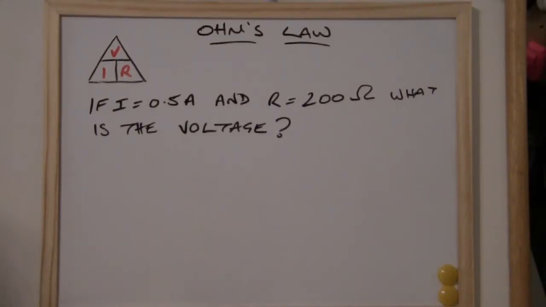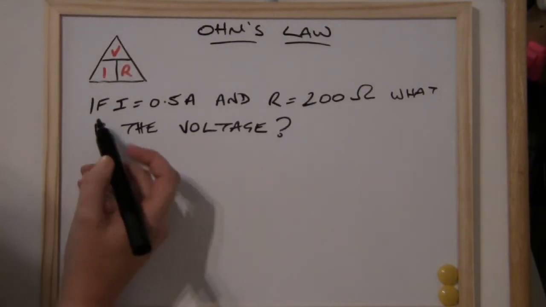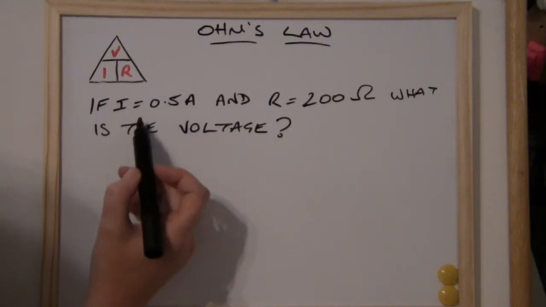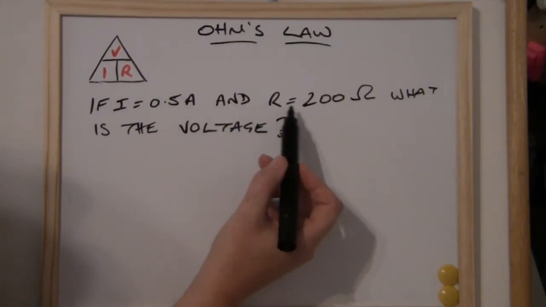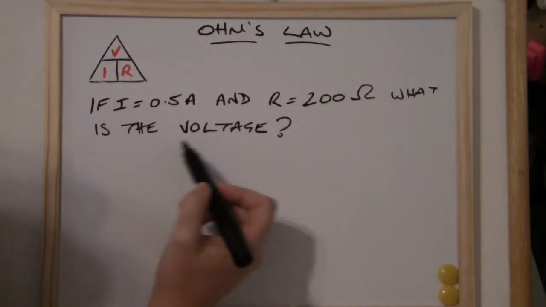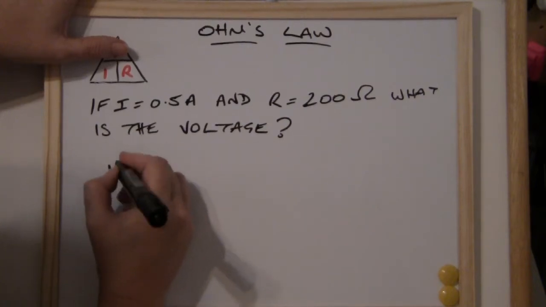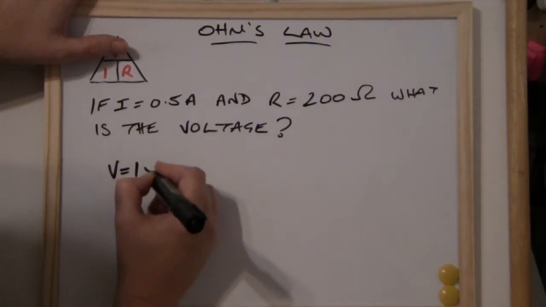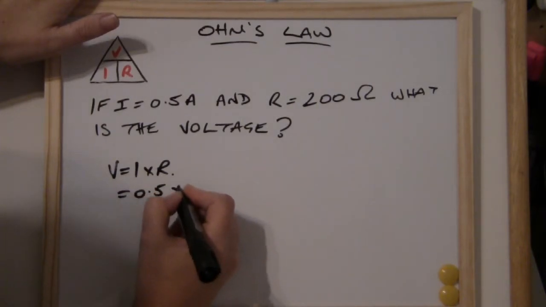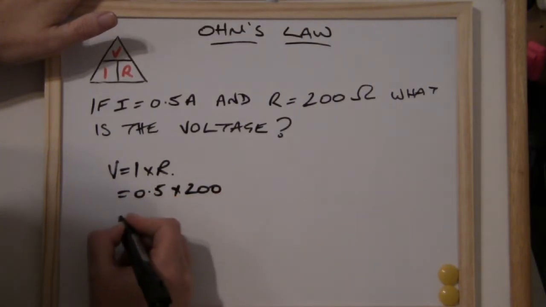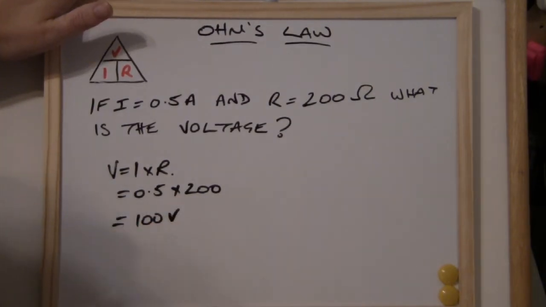Okay, so we're going to look at how to use Ohm's law. We've got the formula triangle in the corner here. Here's my question. If I, which is the current, equals 0.5 amps, or half an amp, and R equals 200 ohms, what is the voltage? So if we want to calculate the voltage, we cover up the V. So that makes our formula I times R. So that is 0.5 times 200. And that is going to give us 100 volts.